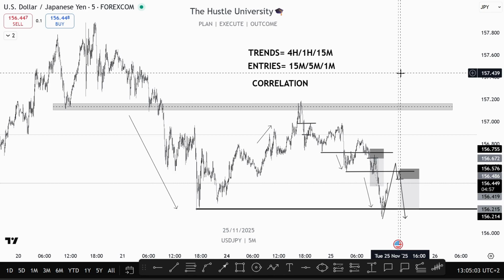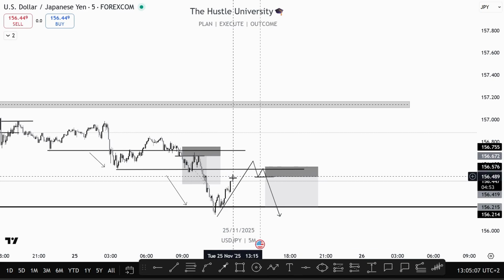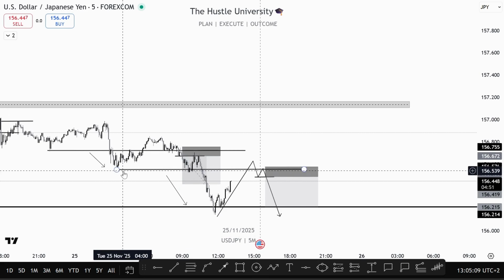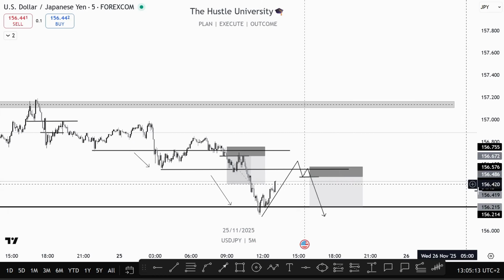Like I said, as you can see here, we wanted to see price correcting. Price is correcting back to this 15-minute level. So hopefully we can be looking to take those trades to the downside.